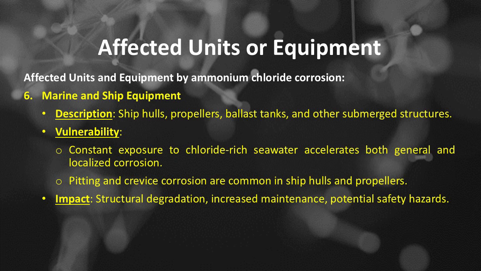Number 6 is marine and ship equipment. Description: ship hulls, propellers, ballast tanks, and other submerged structures. The vulnerability of ammonium chloride corrosion to marine and ship equipment includes constant exposure to chloride-rich seawater accelerates both general and localized corrosion. Pitting and crevice corrosion are common in ship hulls and propellers. The impact: structural degradation, increased maintenance, potential safety hazards.